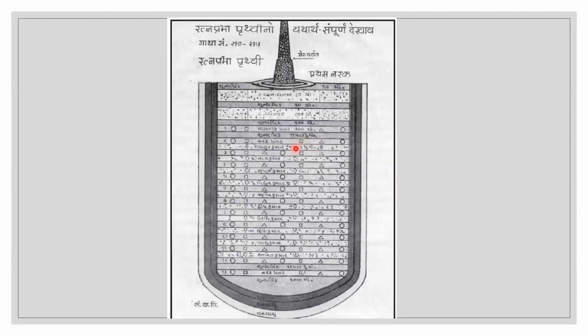Then there is a Nikai for Asur Kumar Devtas. Then there is a second Narak Pratar. There is a Nikai for Nag Kumar Devtas. Then there is another Narak Pratar. Then there is a Nikai for Suvarna Kumar Devtas, another Pratar. Nikai for Vidyut Kumar Devtas, another Pratar. Nikai for Agni Kumar Devtas, another Pratar. Nikai for Dvip Kumar Devtas, then another Narak Pratar.